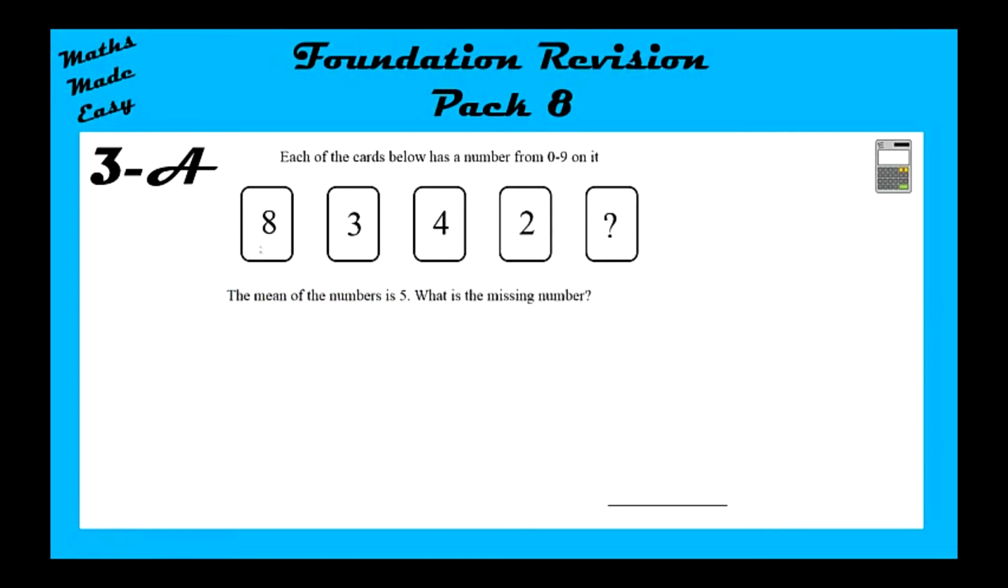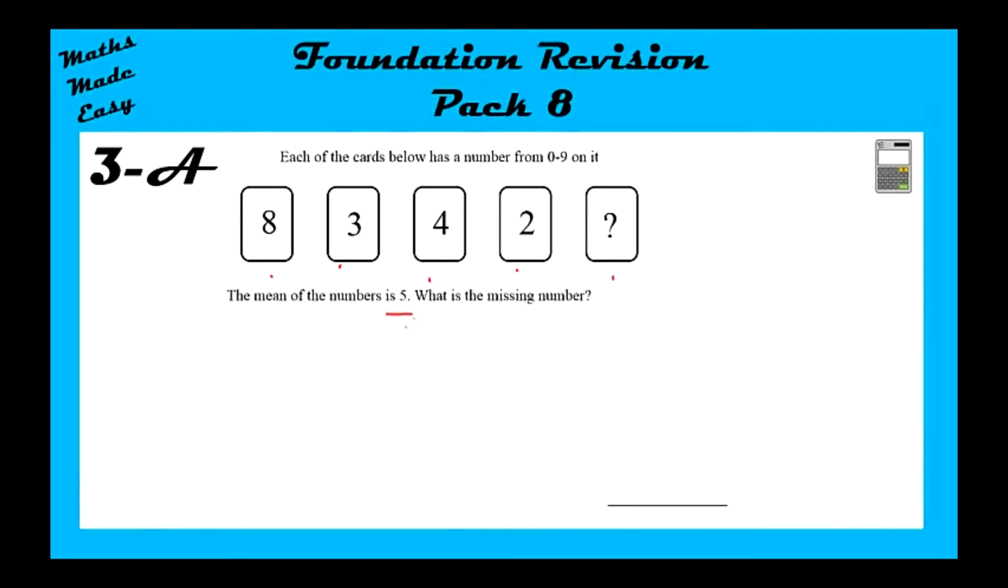Question 3a, we're given 5 cards here, and we're told that the mean is 5. So to calculate the mean, you add up all of these numbers, then divide by how many cards there are. So something, when we add it all up, we don't know what it is because there's a question mark, divide it by how many cards there are, 5, that needs to give you the mean of 5.